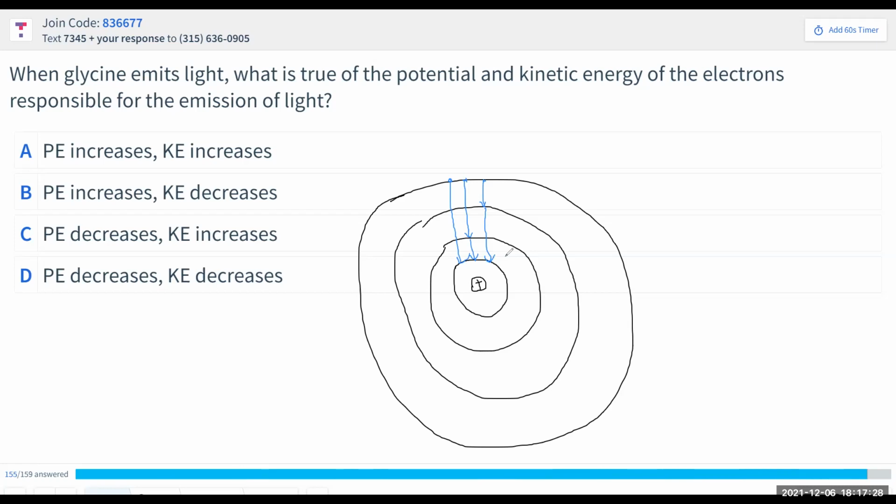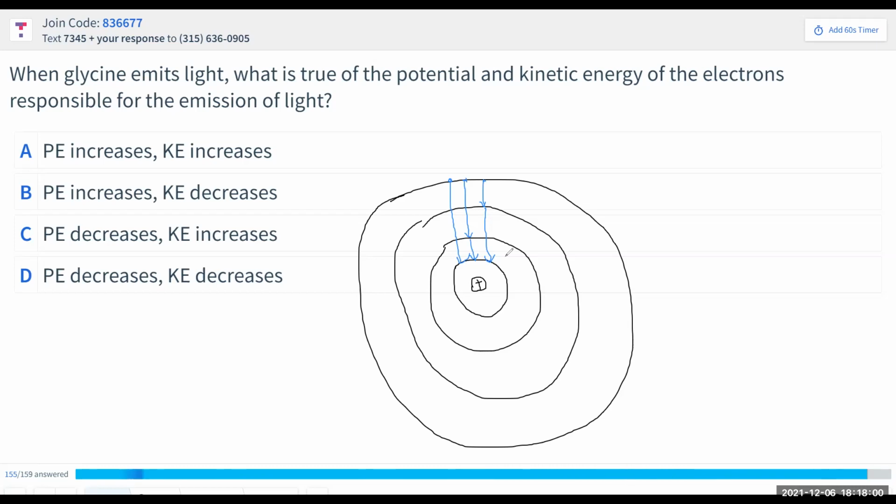And when it comes down, the question is what happens to the potential energy and the kinetic energy. Now, when the electron is far away from the nucleus, you're going to have the weakest attractive interactions. That means highest potential energy. And when it comes back down, the electron gets closer to the nucleus. Therefore, the attractive interactions are strengthened, and the potential energy goes from a high energy to a lower energy. That means potential energy decreases.